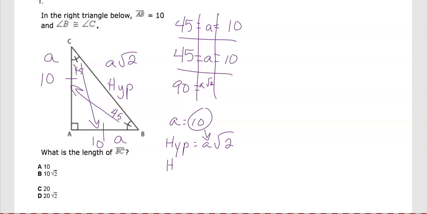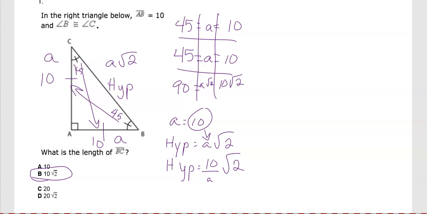So hypotenuse is 10, which was a, square root of 2. And that's all you have to do to find the hypotenuse. A common error would be to do the 20 square root of 2 because 10 plus 10 is 20, but we're not adding, we're simply writing proportions.